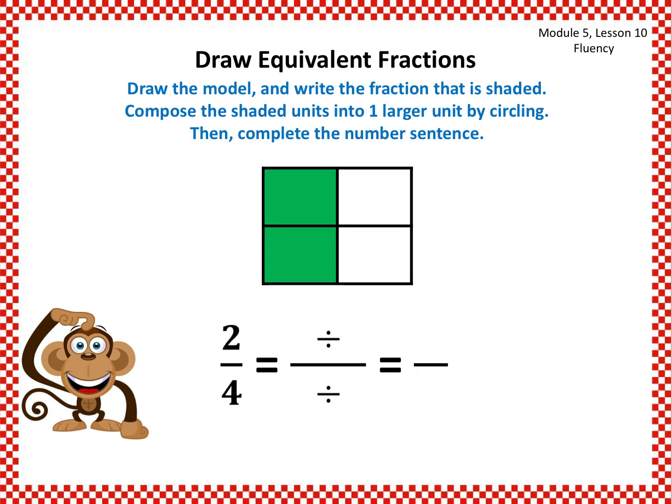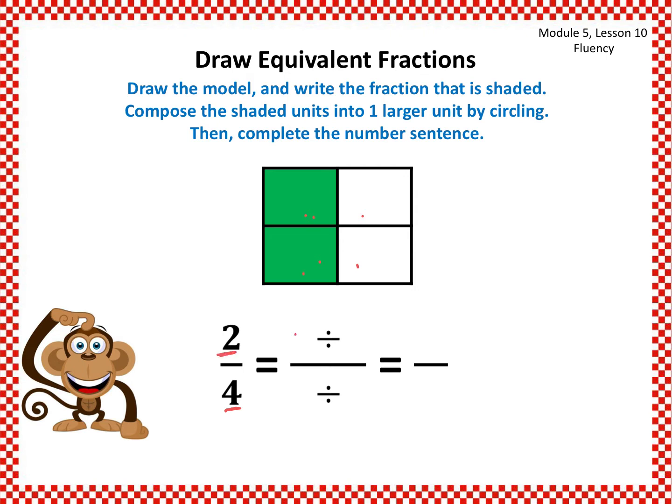Now we're going to do the same thing, except in a way we're going to do it backwards. So we've got a model. We're going to write the fraction that is shaded, and we're going to compose that into larger units, which we did before. So we started off with 2/4, and you can see that we've got 1, 2, 3, 4. That gives us our denominator, and 1, 2 of those parts are shaded, which gives us our numerator.